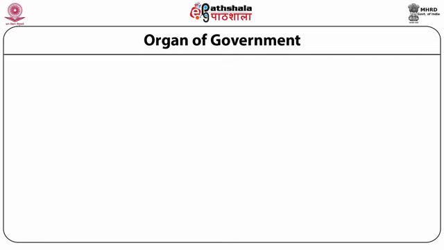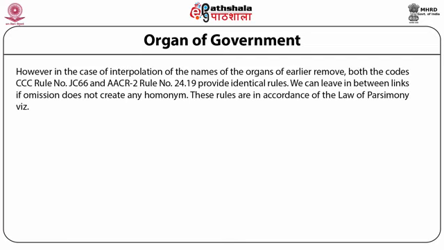Rendering of organ of government. However, in the case of interpolation of the names of the organs of earlier removed, both the codes, CCC rule number JC66 and AACR 2 rule number 24.19, provide identical rules. We can leave in-between links if omission does not create any homonym. These rules are in accordance with the law of parsimony.